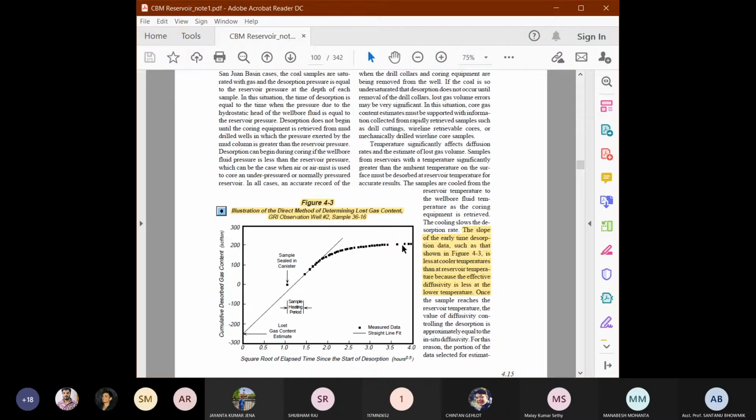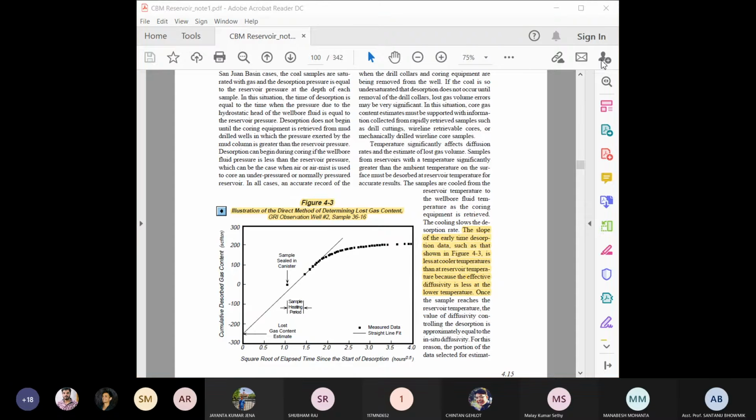So then you have to understand that whatever desorption needed to take place is already done. So total desorption from the core sample has been streamlined, it has reached an equilibrium state, so no further gas desorption is possible. Okay.